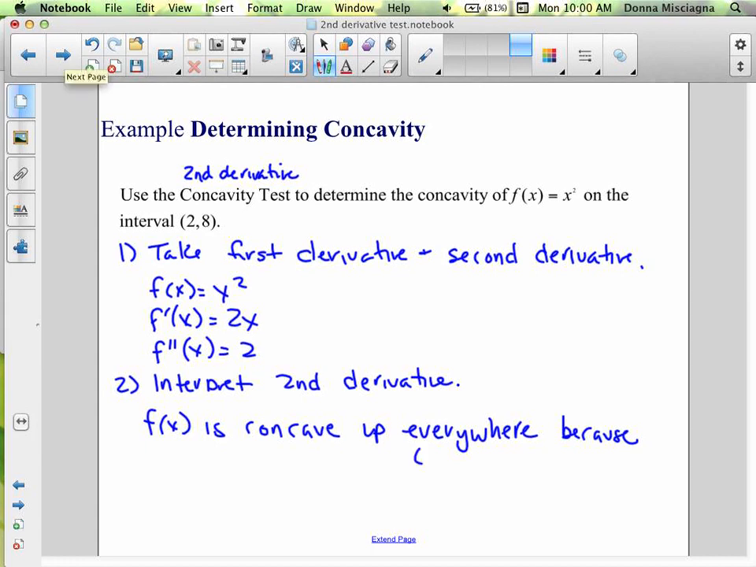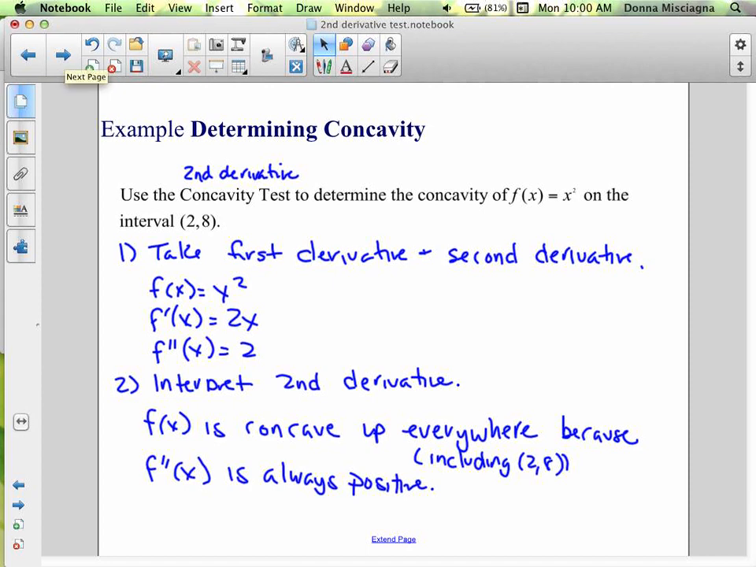So maybe we'll just put including to 8, because f prime of x is always positive. And that's that. That was a pretty easy interpretation, right? Right, so that one's in your notes.